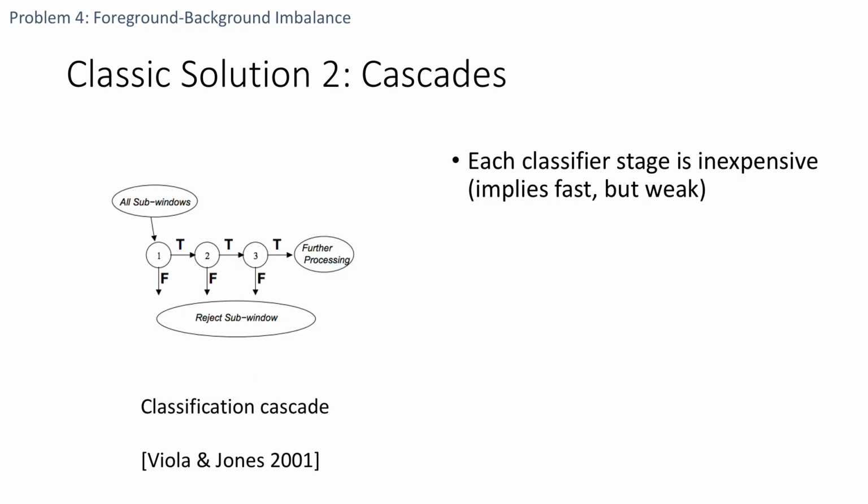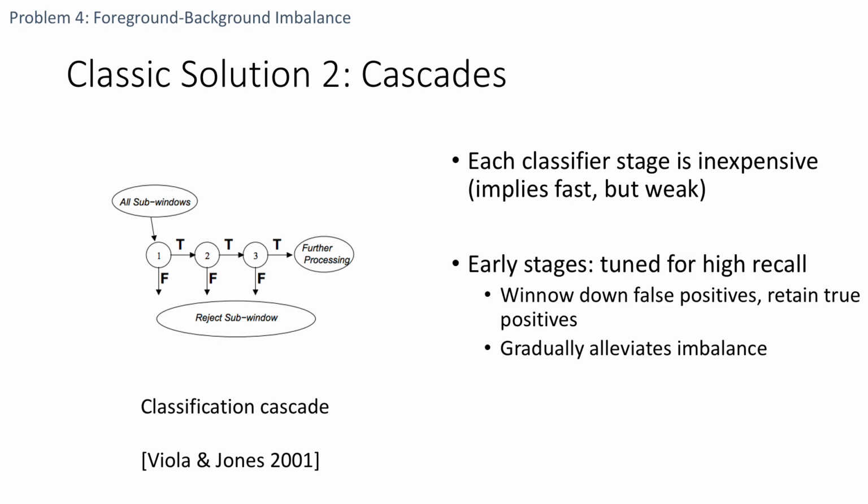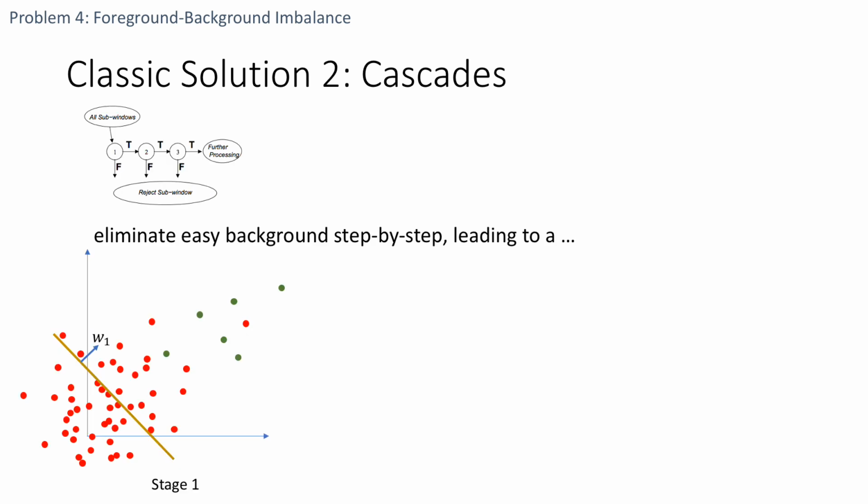The second solution is to use a cascade of classifiers. Each stage in this cascade is usually designed to be relatively fast, but may also be relatively inaccurate. Early stages are tuned for high recall, so that true positives are not lost, but while also removing a large portion of false positives. Gradually, this alleviates the imbalance, and the later stages see more balanced data.